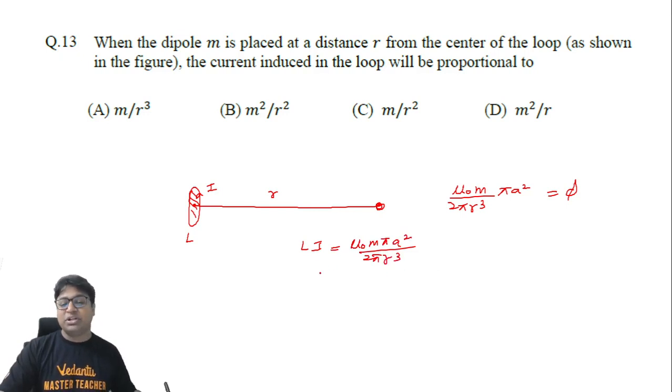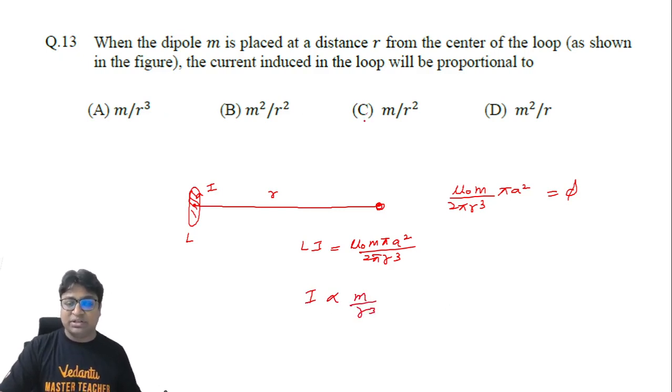The most important aspect to see here is that this current is proportional to M by r cube, because this is what we have to investigate, the dependence on M and the dependence on r. So M by r cube, option A looks to be the correct one here.